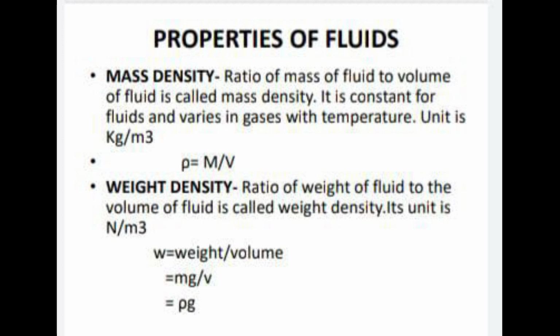Now we can derive the relation between mass density and weight density. Weight density, small w, is equal to weight upon volume. Now weight can be written as mass into g, so mg divided by volume. Now m upon v represents the mass density rho. So we can write weight density small w equal to mass density multiplied by gravitational acceleration g. w is equal to rho g.